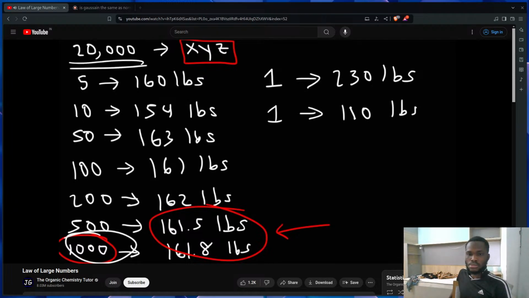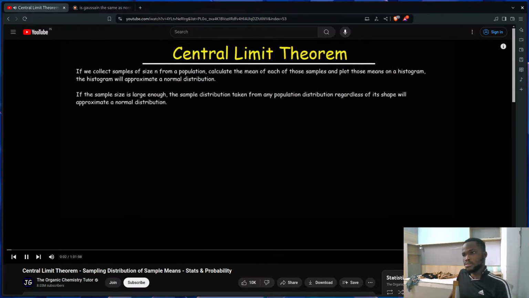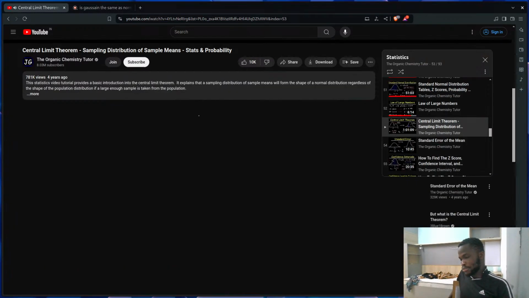And so that's another example of how the law of large numbers can be used to estimate parameters of the population using samples. In this video, we're going to talk about the central limit theorem.